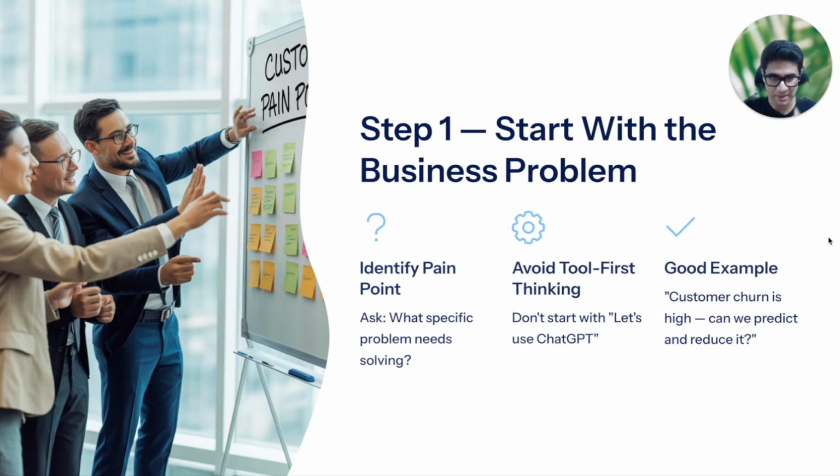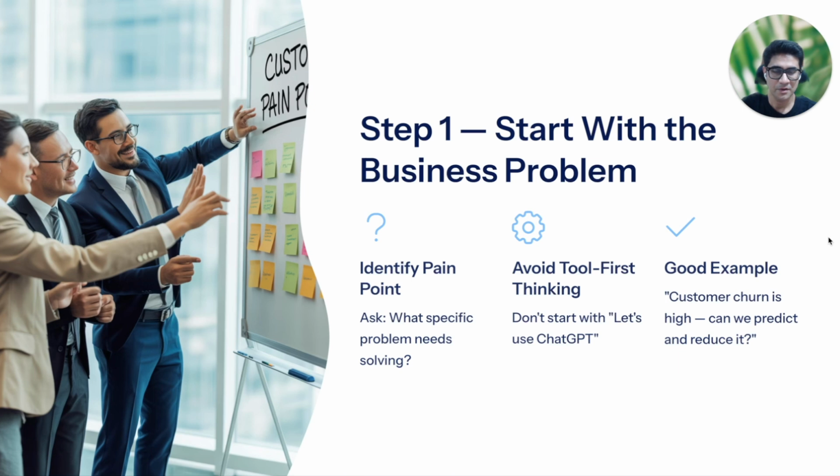You have a very specific pain point to start with. Just don't say we'll improve CSAT. By what? Or even within that, we'll talk more about segments, etc. But have a very specific pain point to start with. Just don't keep it vague. Second, avoid the tool first thinking approach that we spoke about, and ChatGPT being one of them.